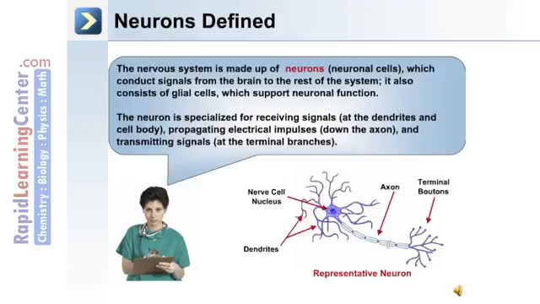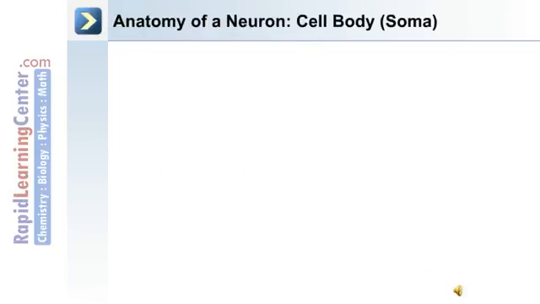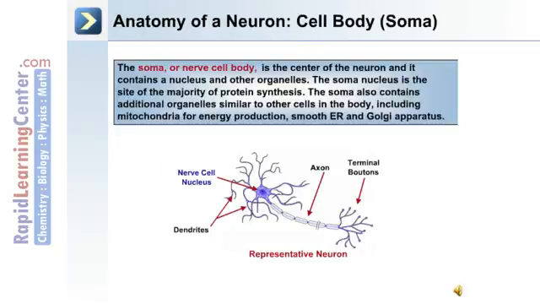The neuron is specialized for receiving signals. It receives information at the dendrites and the cell body. It propagates electrical impulses down the axon and transmits signals at the terminal branches. The cell body or soma of a neuron: inside the cell body is the nucleus and other organelles, and it's responsible for protein production, including the production of neurotransmitters. The soma contains organelles such as those of other cells of the body, including mitochondria for energy production, smooth endoplasmic reticulum, and Golgi apparatus.